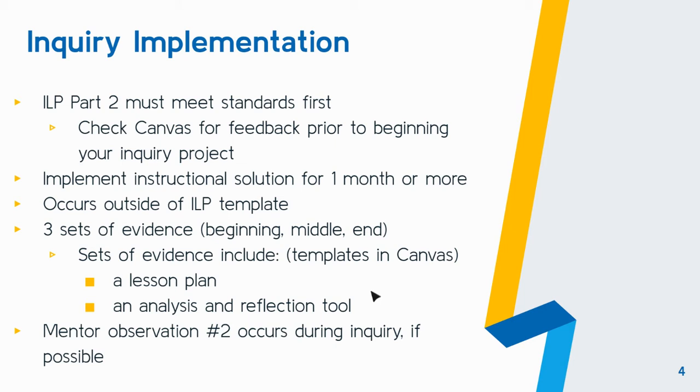You will collect 3 evidence sets, one at the beginning of the inquiry project, one in the middle, and one at the very end. An evidence set includes a lesson plan and an analysis and reflection tool, using the data identified in the inquiry project proposal. So you will be submitting a total of 3 lesson plans and 3 analysis and reflection tools. This is your one upload to Canvas that is outside the ILP document.